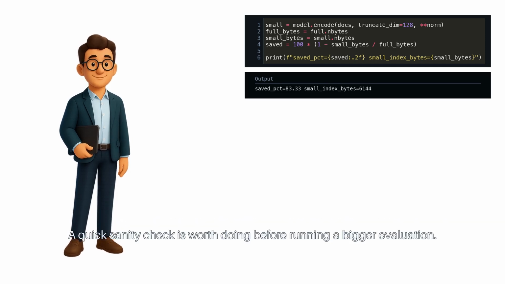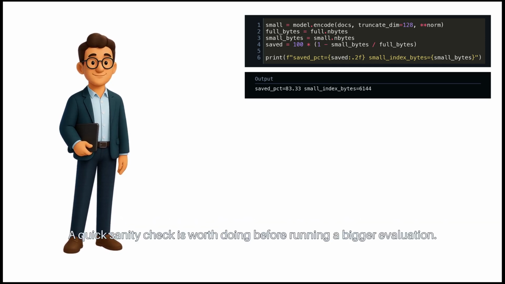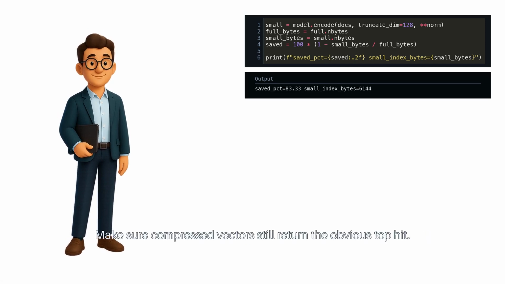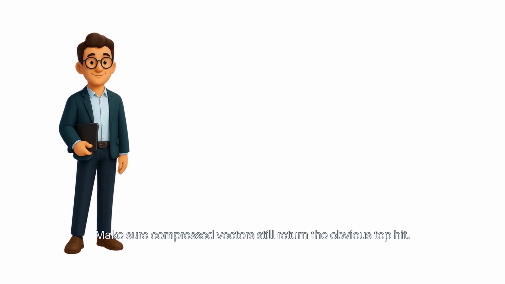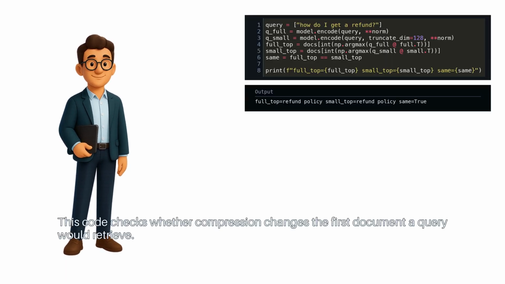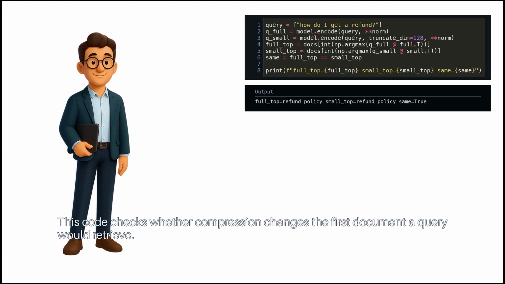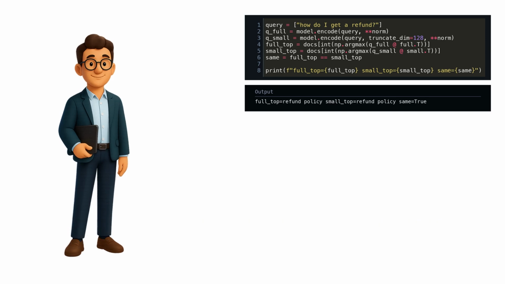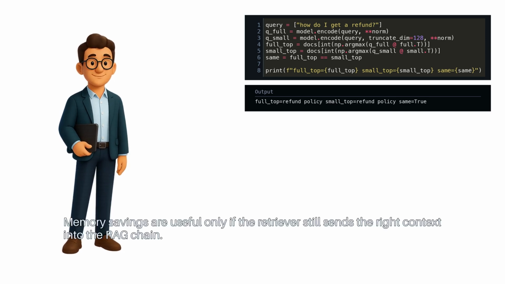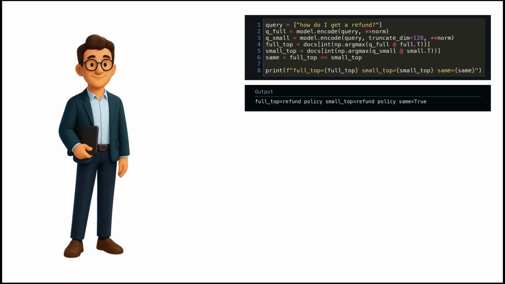A quick sanity check is worth doing before running a bigger evaluation. Make sure compressed vectors still return the obvious top hit. This code checks whether compression changes the first document a query would retrieve. Memory savings are useful only if the retriever still sends the right context into the RAG chain.